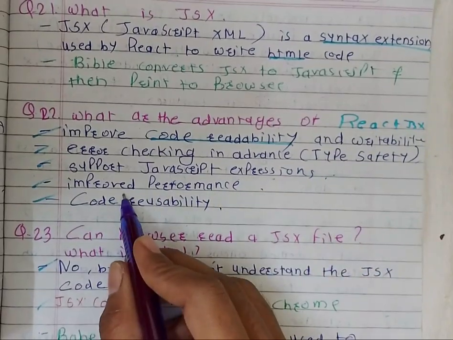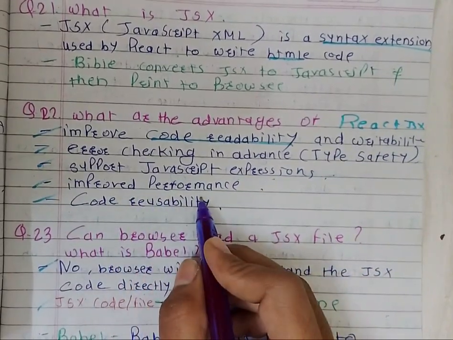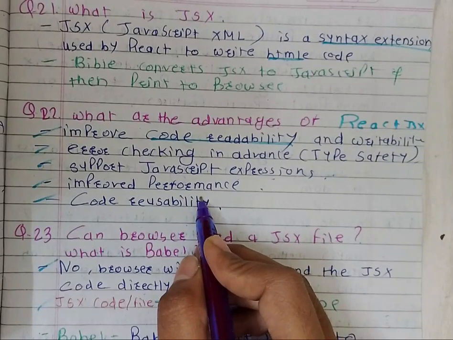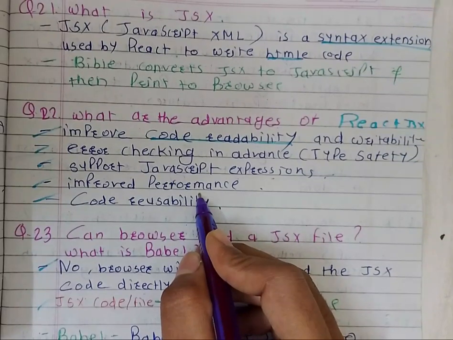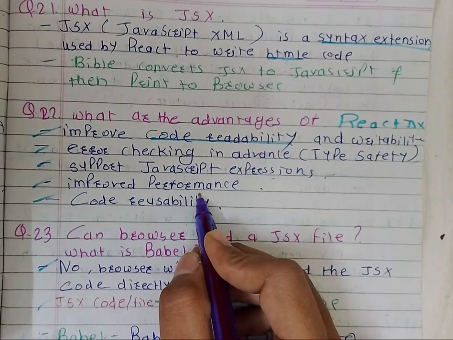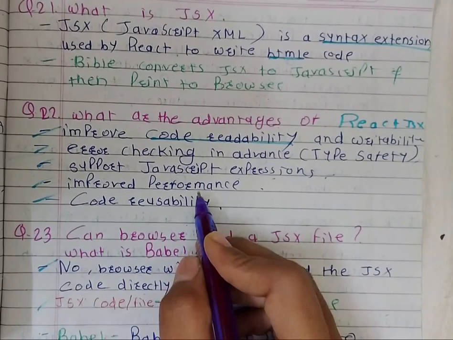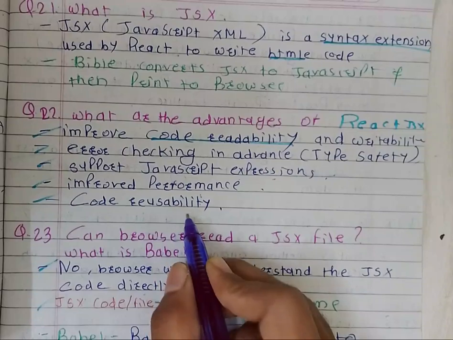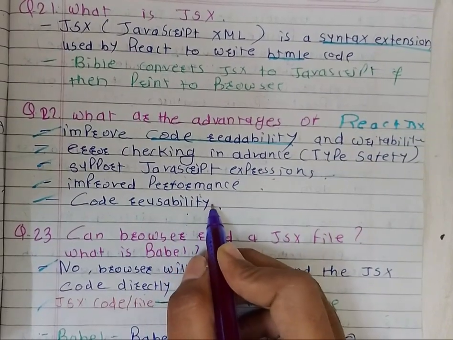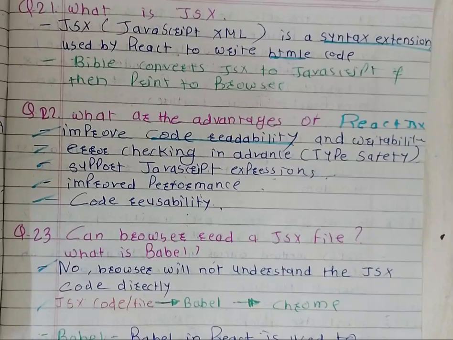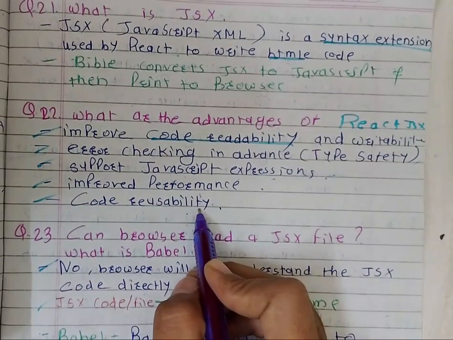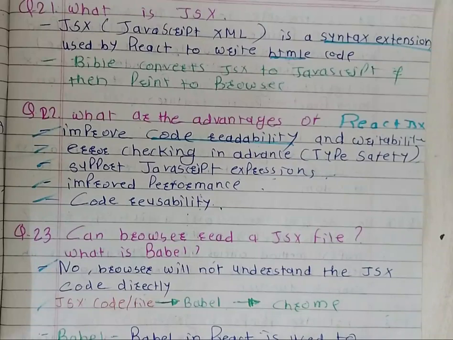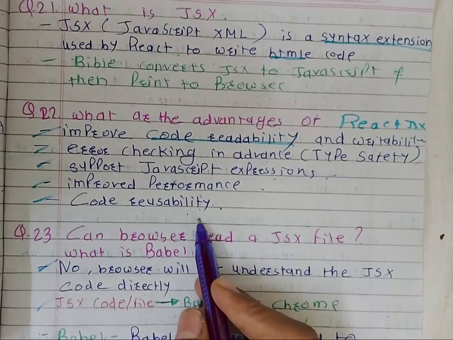Then improved performance, as it optimizes code while converting our JSX into pure JavaScript using the Babel compiler, which makes it more optimized and improves performance. Then code reusability, as it is component based, so instead of rewriting the code again and again, for the same function it reuses the code.